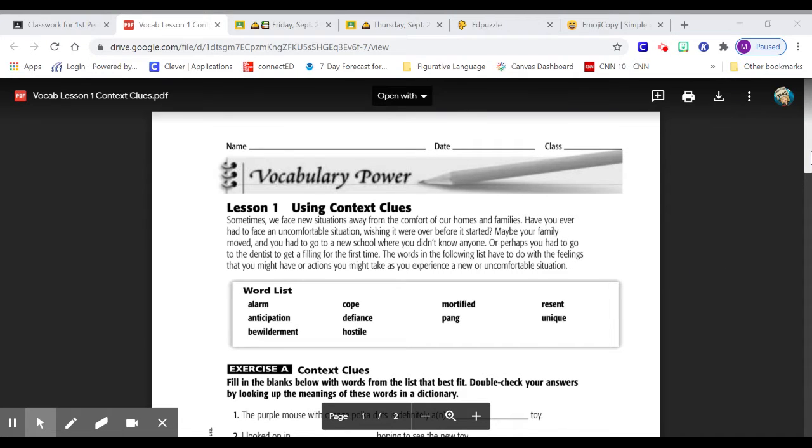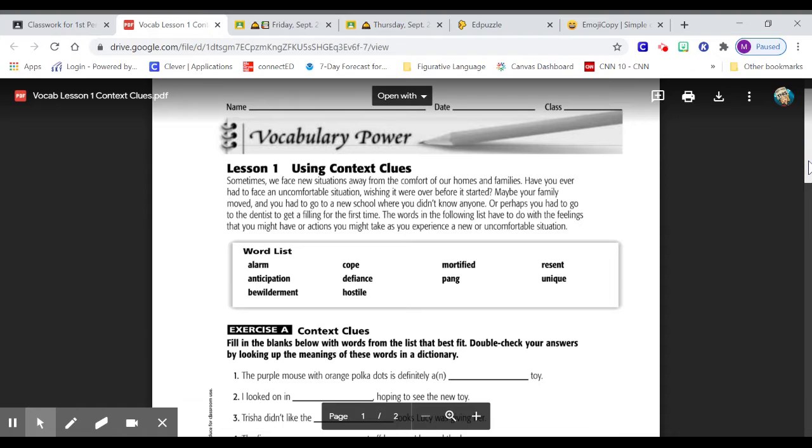I thought I'd take a moment to show you, if you're not in class, how this lesson will work, since this is the first time we're doing one of these vocabulary lessons. So you'll see that this first lesson is lesson 1, and we are going to practice using context clues. Remember, context clues are clues within the text, within the sentence or within the paragraph, that will give you a hint to the meaning of words.